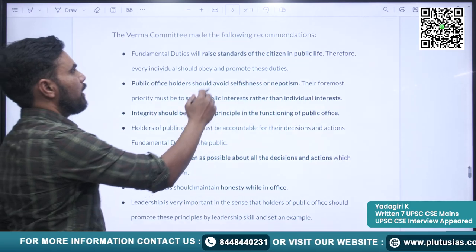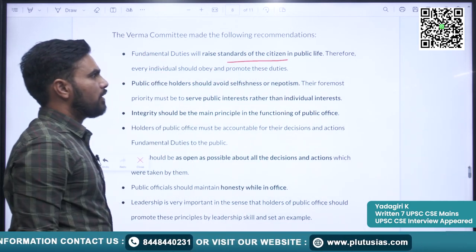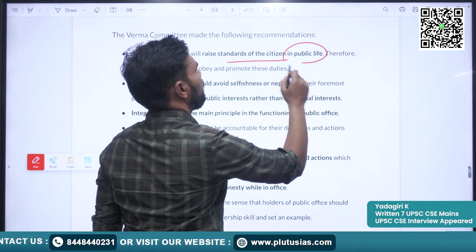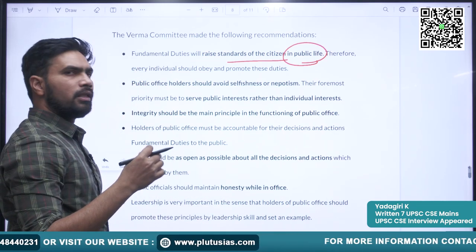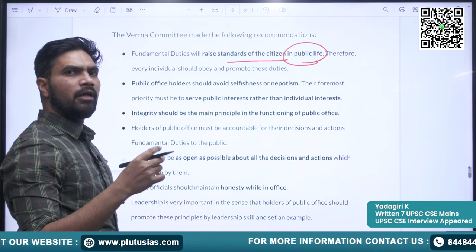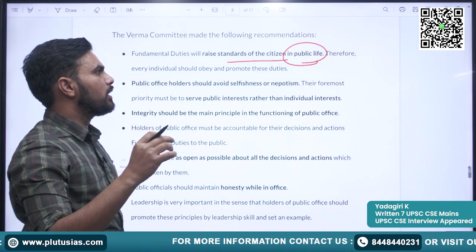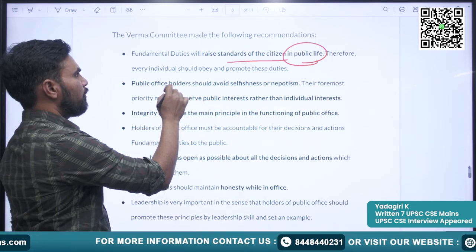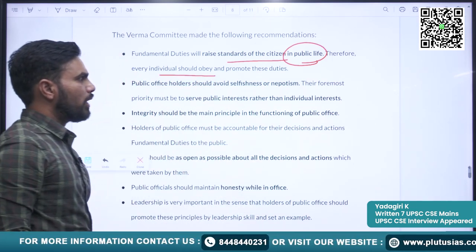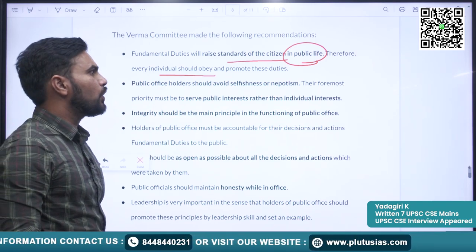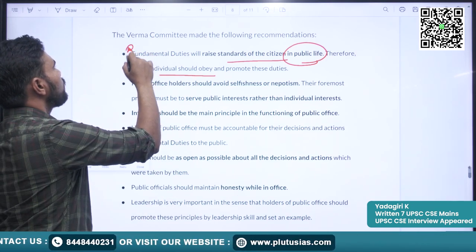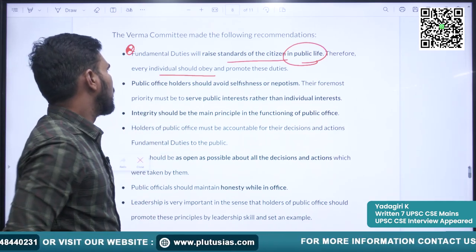It said fundamental duties raise the standard of citizens in public life. So the committee opined that the fundamental duties raise the standard of citizens or people in public life. Therefore, every individual should obey and promote fundamental duty. So this is the first and foremost important recommendation of the committee.